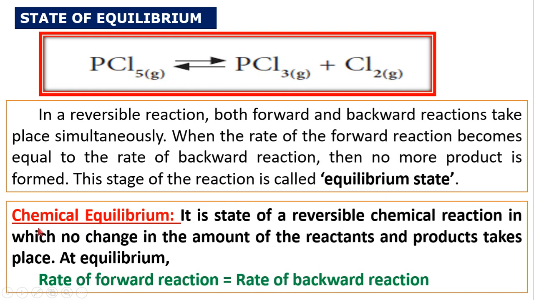Now, what is chemical equilibrium? Equilibrium takes place in a chemical reaction. It is a state of a reversible chemical reaction in which no change in the amount of the reactants and products takes place. So, at equilibrium, the rate of the forward reaction is equal to the rate of the backward reaction.